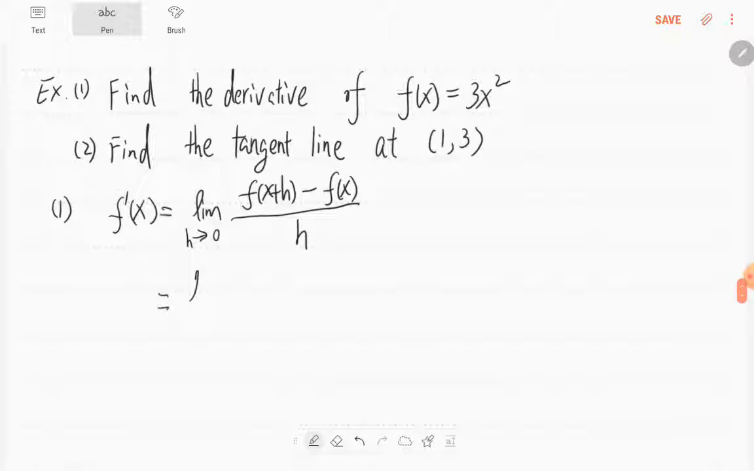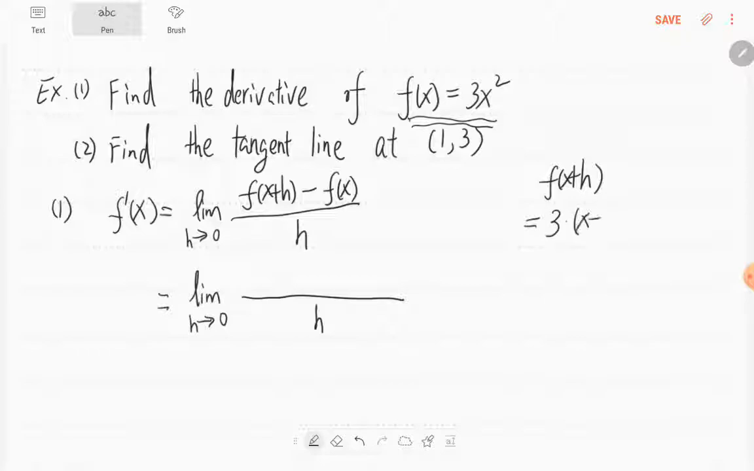So here some students will make mistakes. The denominator is still h, right? What is f of x plus h? f of x equals 3x squared, so f of x plus h is equal to 3 times (x plus h) squared. Okay, so we just replace the position of x by x plus h. So it becomes 3 times (x plus h) squared minus f of x, which equals 3x squared.